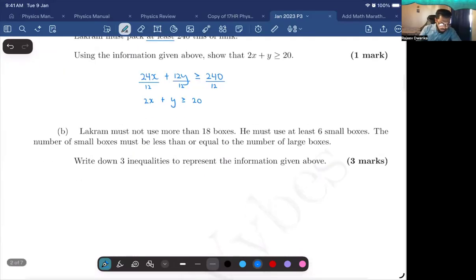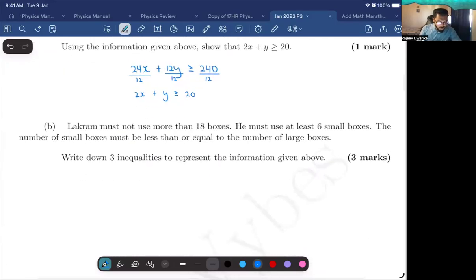All right. So, part B, I'd like somebody to give that a read for me. Lakram must not use more than 18 boxes. He must use at least 6 small boxes. The number of small boxes must be less than or equal to the number of large boxes. Write down 3 inequalities to represent the information given above.